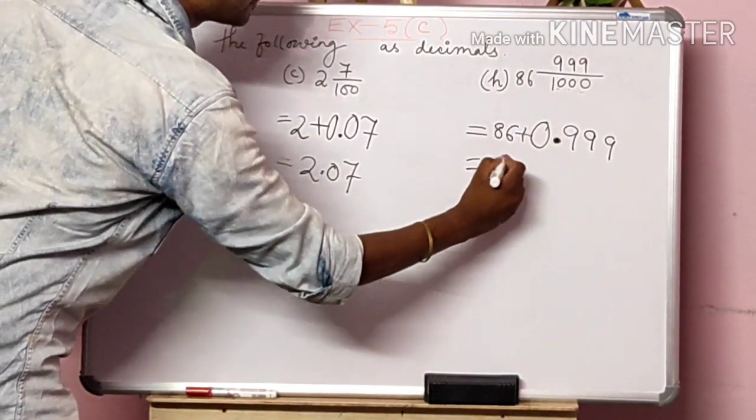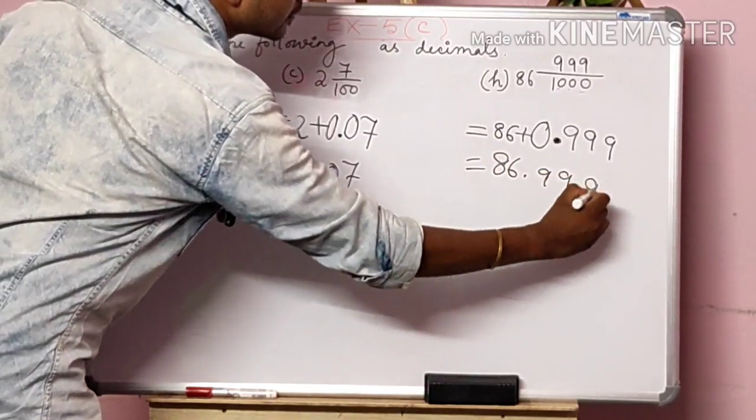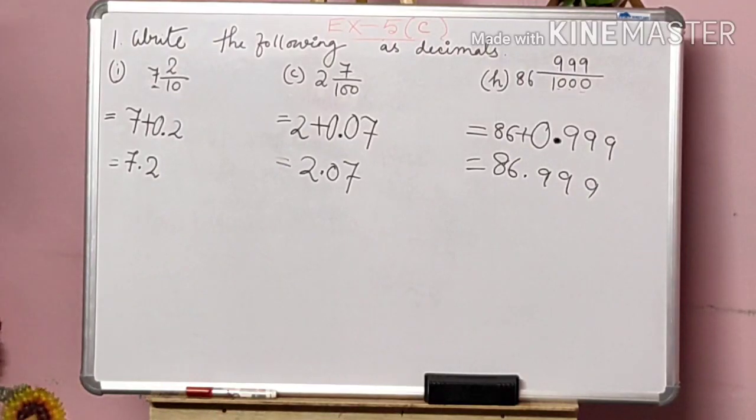Now you just add it. 86.999. It will be like this. So I hope this one is clear for you. Okay, if you have any doubt, you ask me.